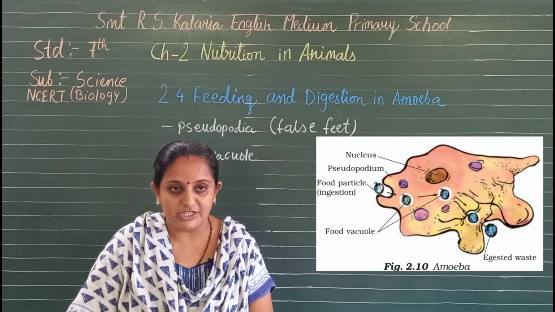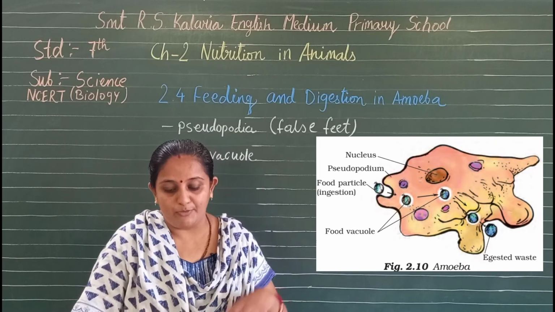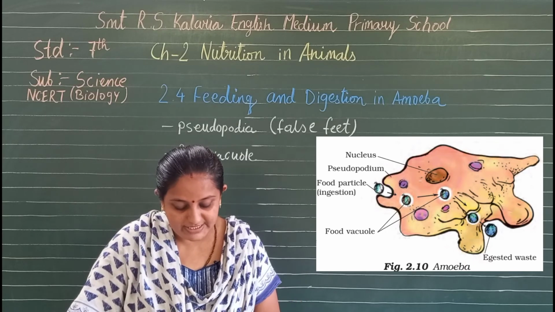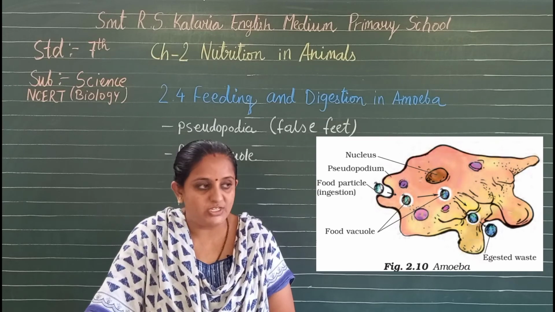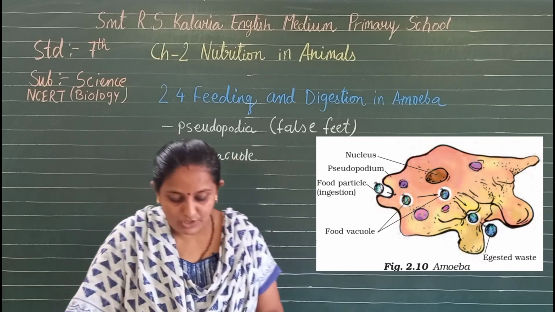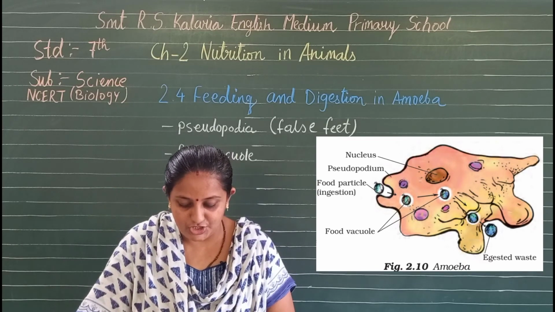The undigested residue of the food is also removed by the vacuoles, which is expelled out, which we can say is ejected waste. You just look in the picture also. So this is about the feeding and digestion in amoeba.